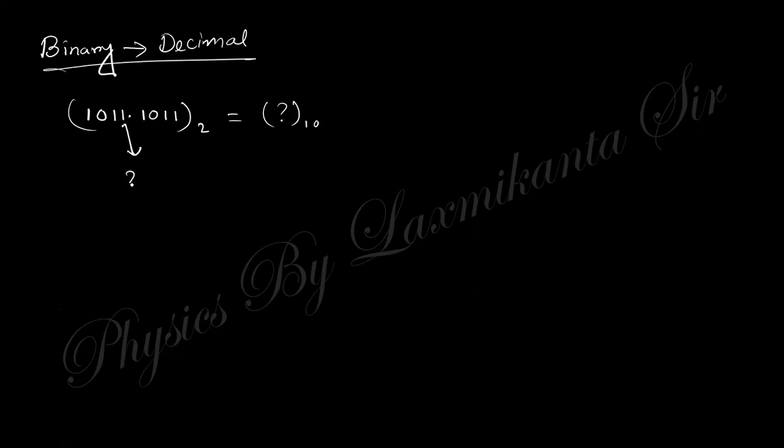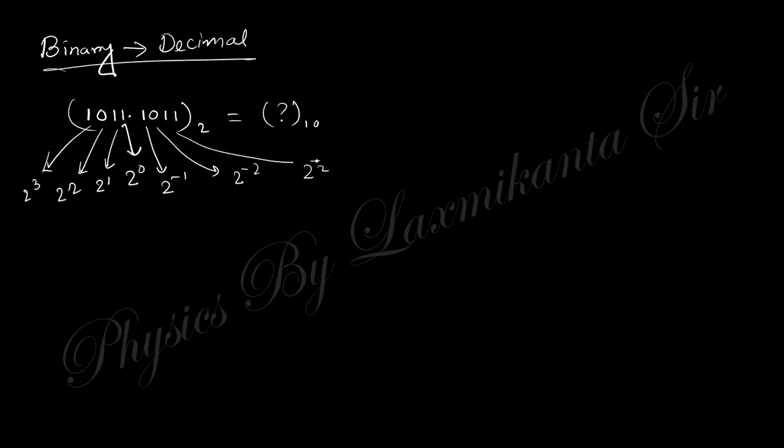This number is 2 to the power 0, this is 2 to the power 1, this multiplied by 2 to the power 2, this multiplied by 2 to the power 3, and this is multiplied by 2 to the power minus 1, this is multiplied by 2 to the power minus 2, this is multiplied by 2 to the power minus 3, and this is multiplied by 2 to the power minus 4.